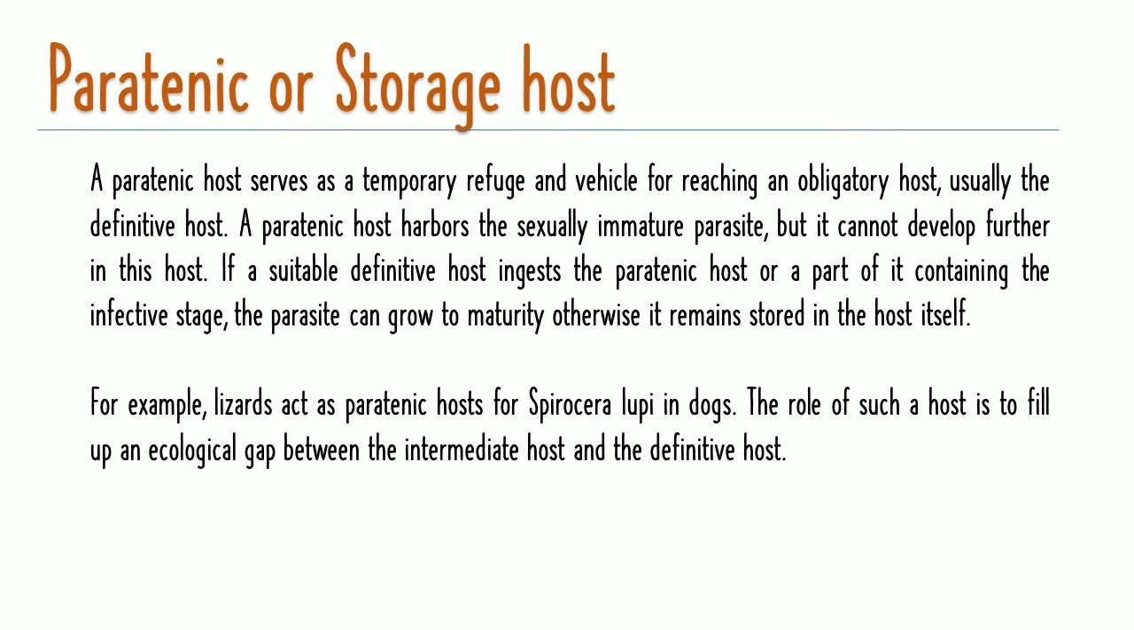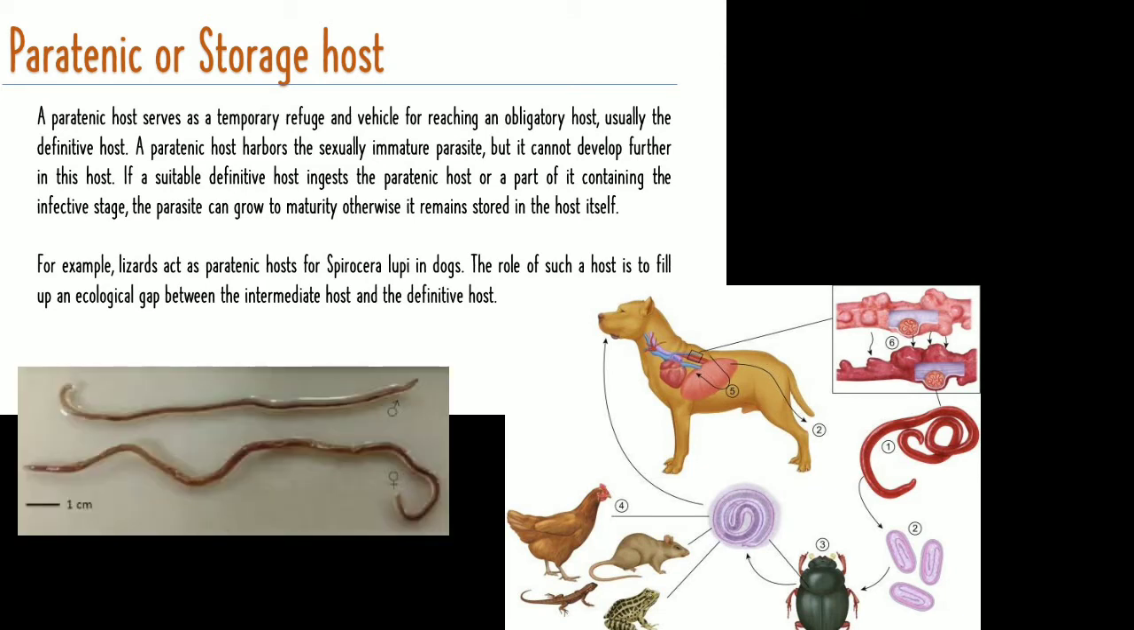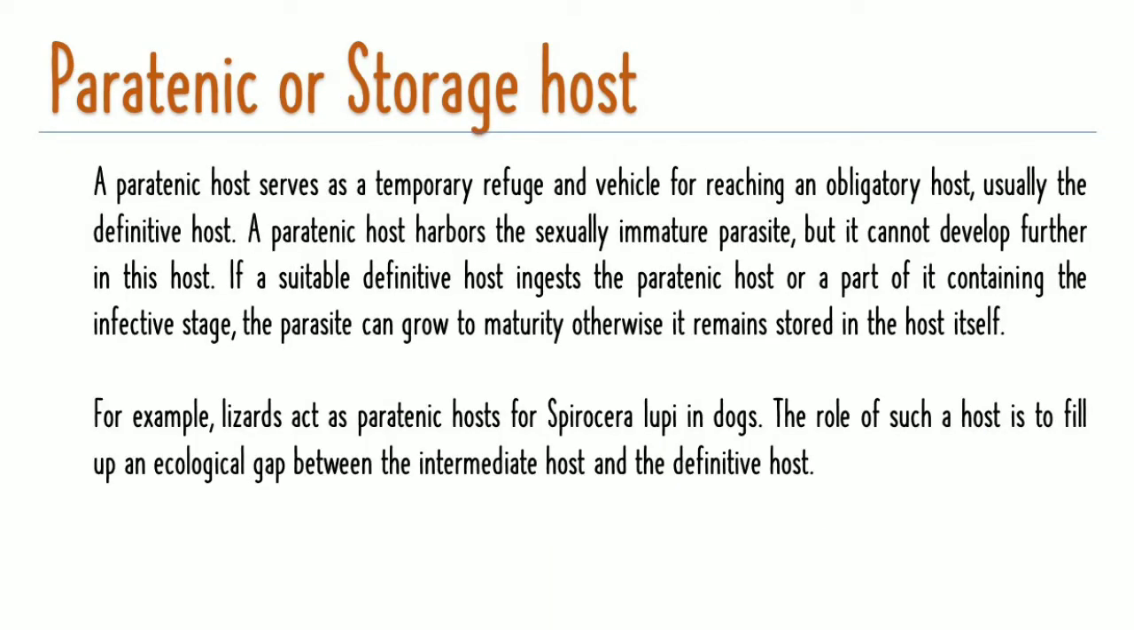Paratenic or storage hosts. A paratenic host serves as a temporary refuge and vehicle for reaching an obligatory host, usually the definitive host. A paratenic host harbors the sexually immature parasite, but it cannot develop further in these hosts. If a suitable definitive host ingests the paratenic host, or a part of it containing the infective stage, the parasite can grow to maturity, otherwise it remains stored in the host itself. For example, lizards act as a paratenic host for Spirocerca lupi in dogs. The role of such a host is to fill up an ecological gap between the intermediate host and the definitive host.